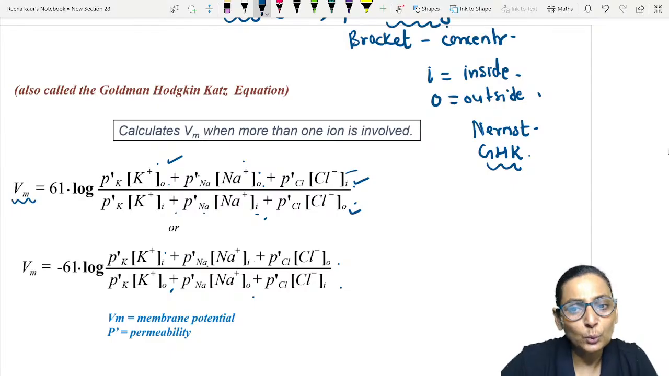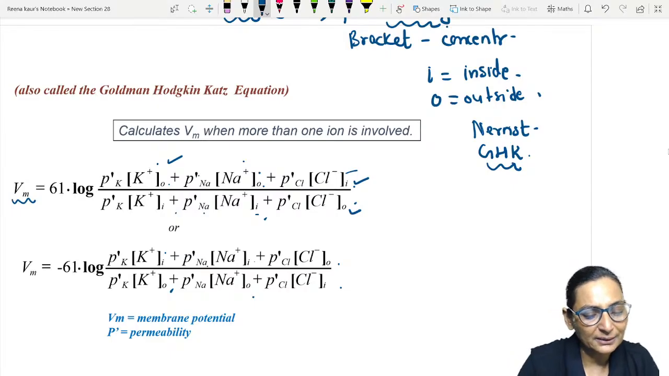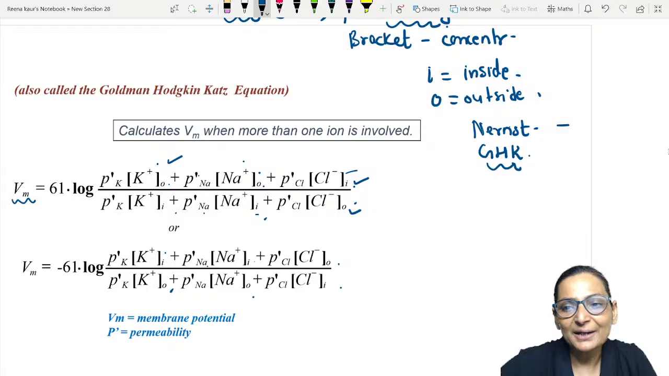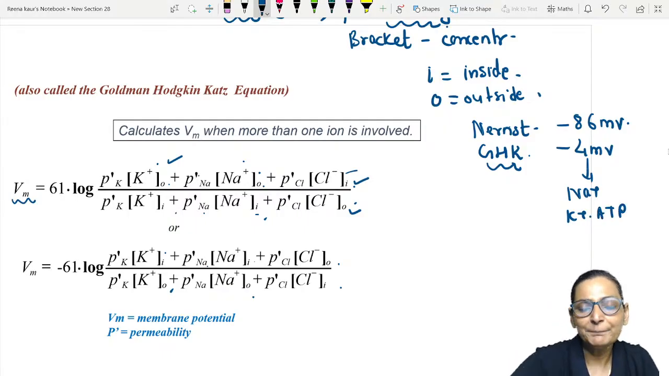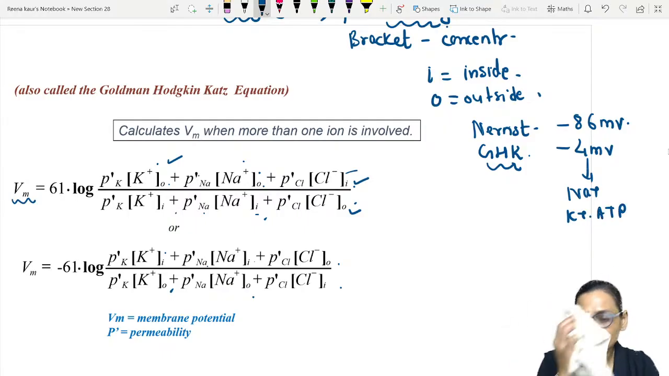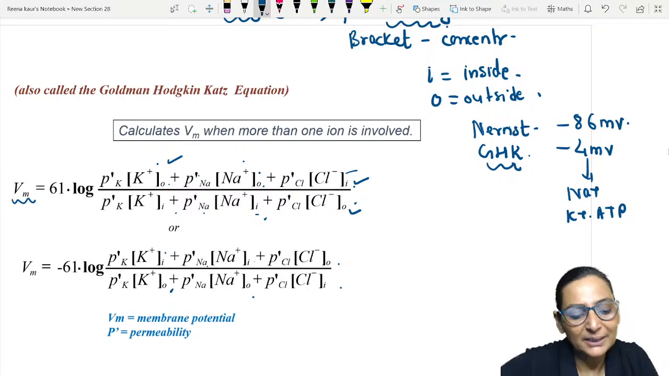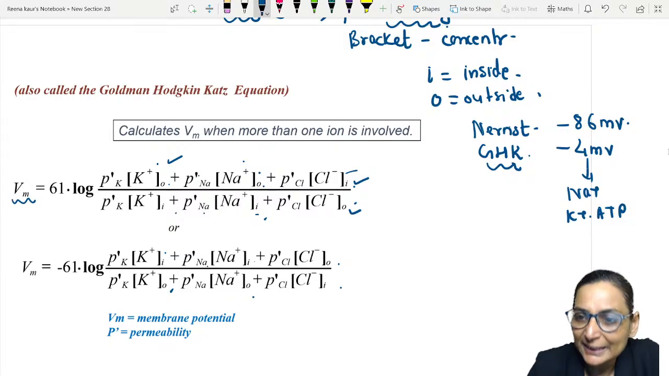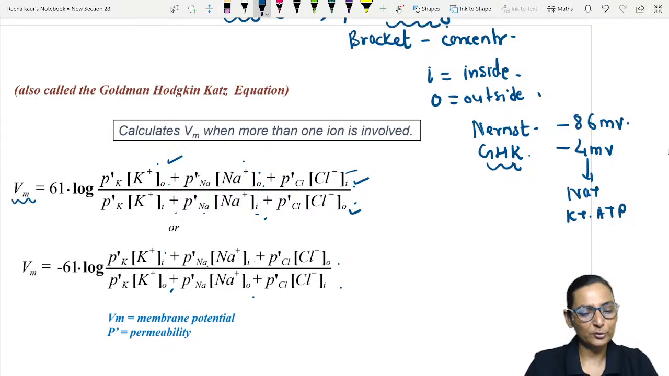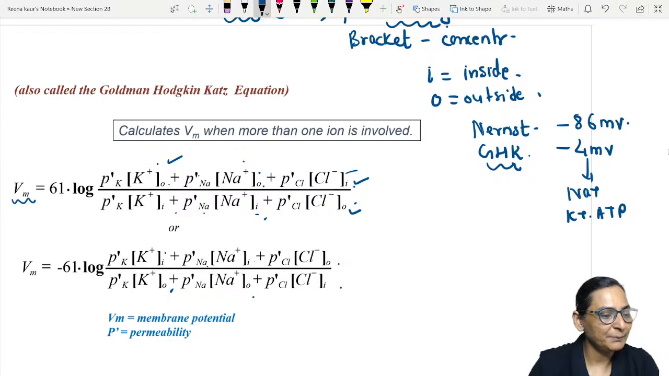equation, with the help of both of these, when you are calculating the resting membrane potential, the value comes minus 86 millivolt and the remaining minus 4 millivolt is contributed by your sodium potassium ATPase pump. Okay, so from the Nernst potential and the Goldman-Hodgkin-Katz equation, when you are calculating the resting membrane potential, it comes minus 86 and minus 4 is contributed by the sodium potassium ATPase pump.